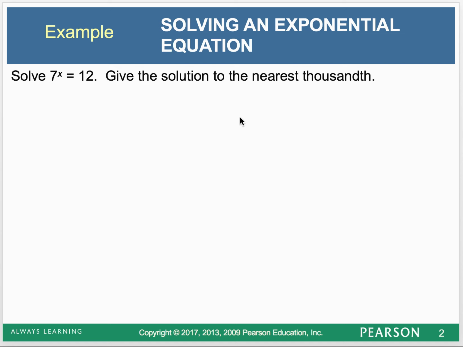So give the solution to the nearest thousandth. Here's what I was talking about before. If this problem would have been in our previous section, 7 to the x equals 49, all I do is change that 49 so that it has the same base, and I know x equals 2. So that's by far easier. So don't forget to check that. If you have an exponential equation, first see if you can just make the bases the same. But here I can't. There's no common base between 7 and 12.